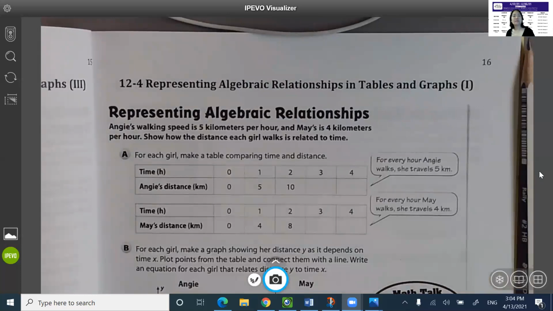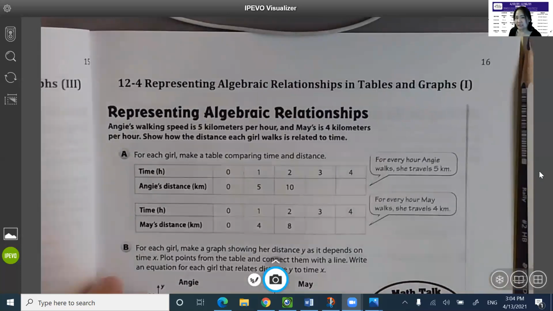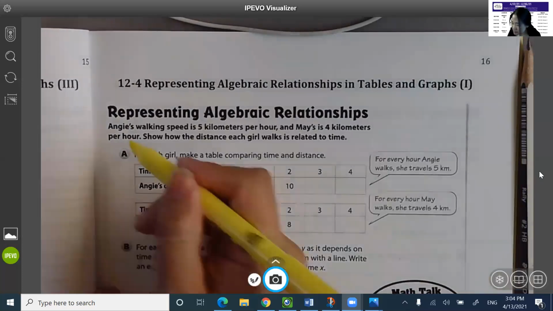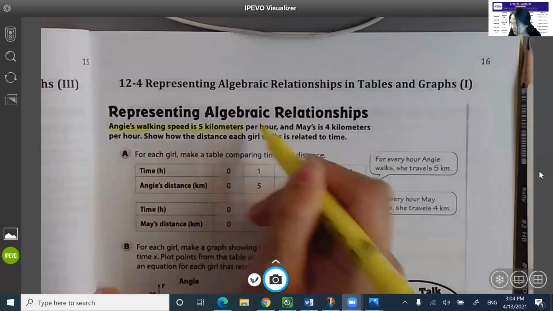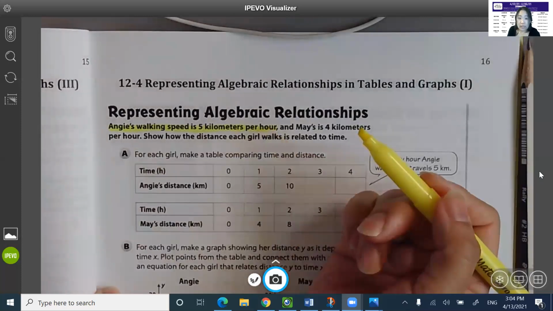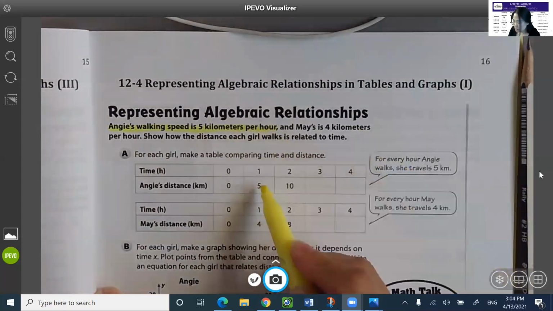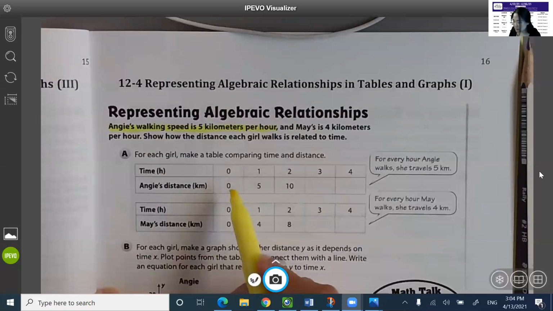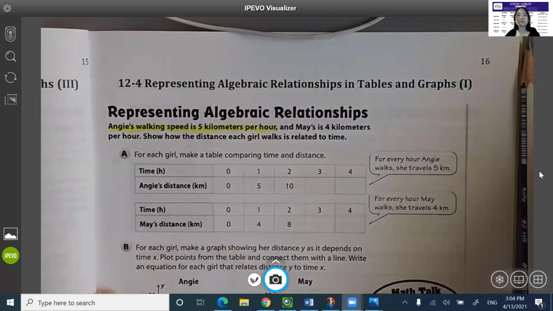So it says Angie's walking speed is 5 kilometers per hour. Hopefully that makes sense to you. Angie walks 5 kilometers per hour. So 5 kilometers per hour means 10 kilometers for 2 hours, and that means 0 kilometers in 0 hours. I hope that makes sense to you.